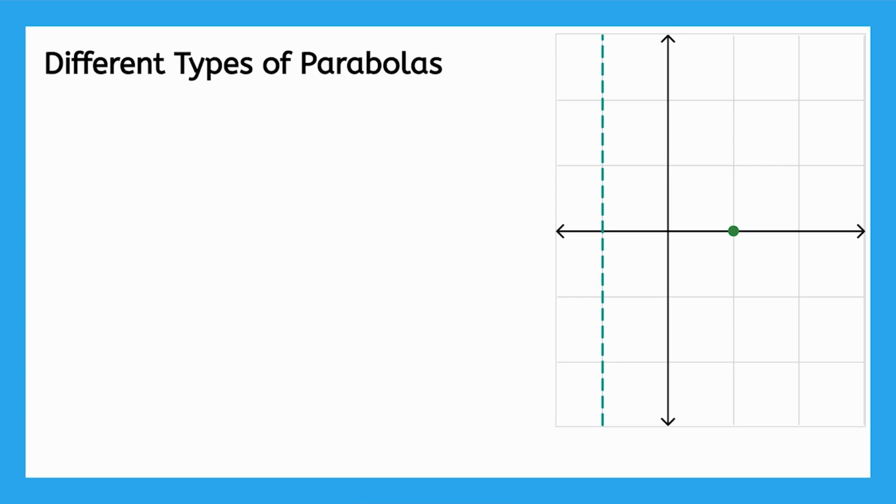Okay, here's something interesting. What if I gave you a graph with a focus at 1, 0 and a vertical directrix at x equals negative 1 and asked you to draw the associated parabola? What would you do? Using your guided notes, try to find and plot at least 3 points that are equidistant from the focus and directrix shown here.